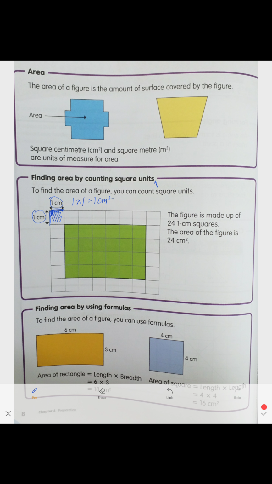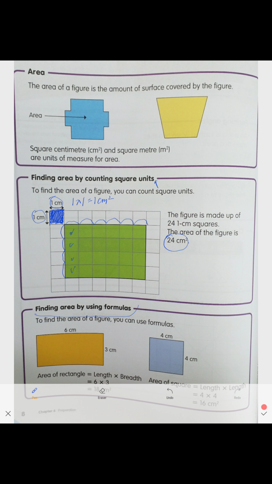So basically, this little square is called 1 square centimeter, right? So the figure over here, the green one, is made of 24 squares like that, or basically 24 square centimeters, right? So you can count them over here, all of them. This is 4 centimeters, and this is 6 centimeters, right? So this is how we find our area.